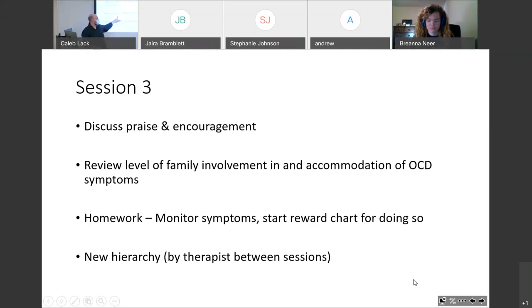We do that, and then we start our homework for monitoring symptoms. But now we're having the child monitor their symptoms as well, not just the parents. That's the first thing that we're going to reward them for. This reward chart is for doing your homework of monitoring your symptoms and getting them to start being more aware and cognizant of what's happening with my OCD.